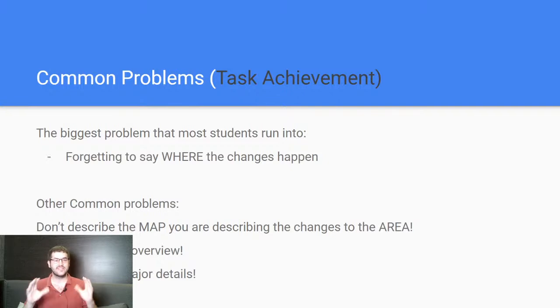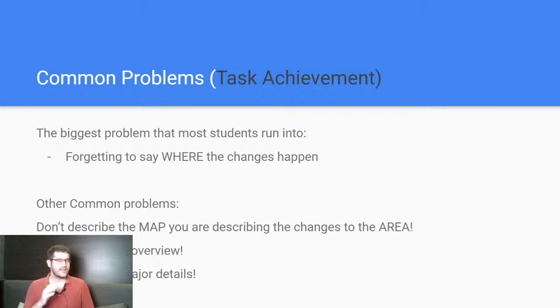Many students see the 2 maps or the 3 maps, and they say what the changes are, but they don't say where the changes happened. This is a big problem because you need to say both. I like to use this little story to help students.